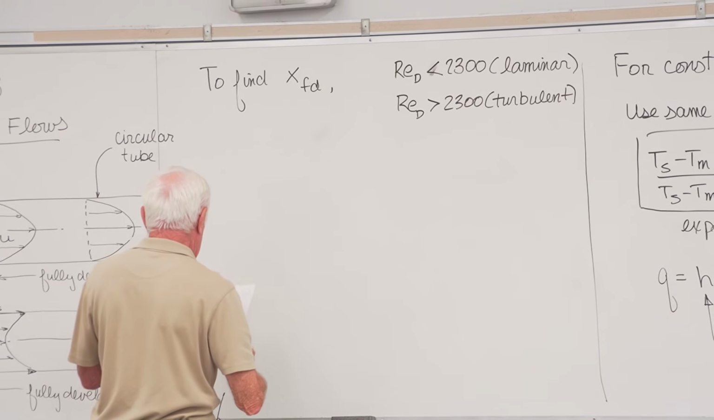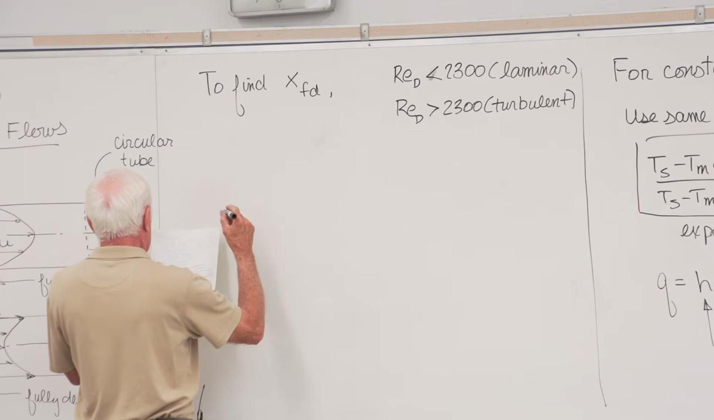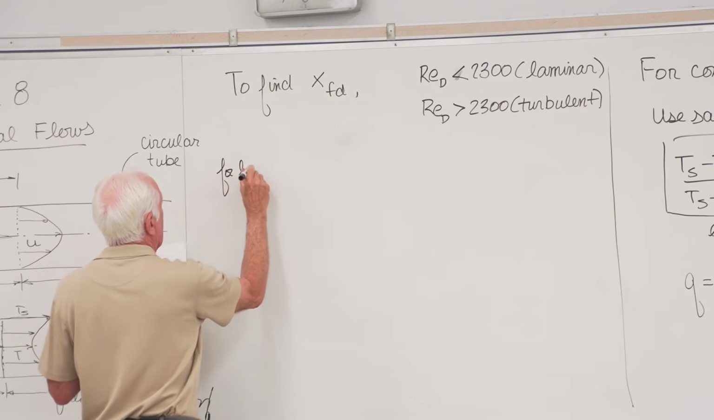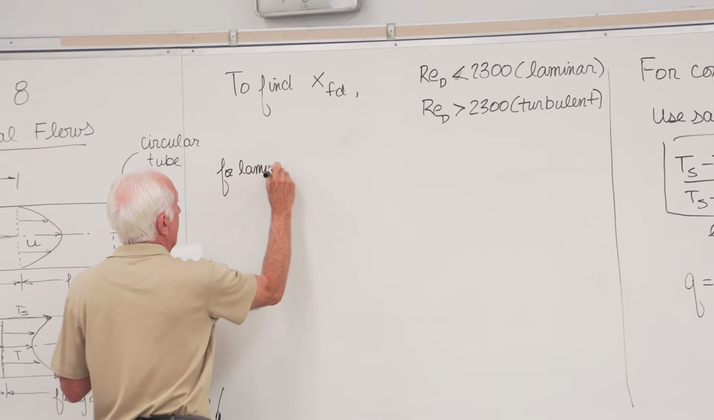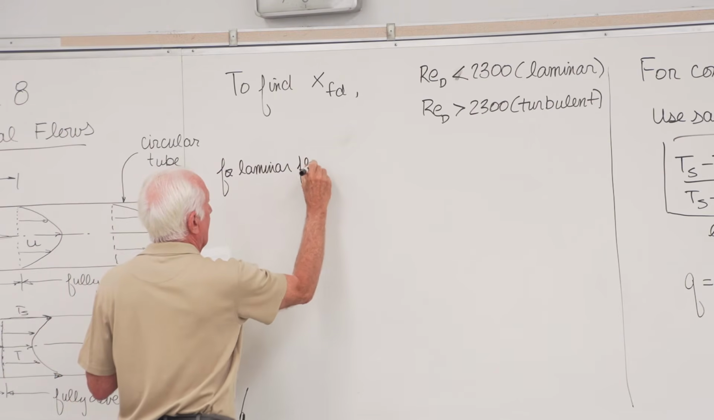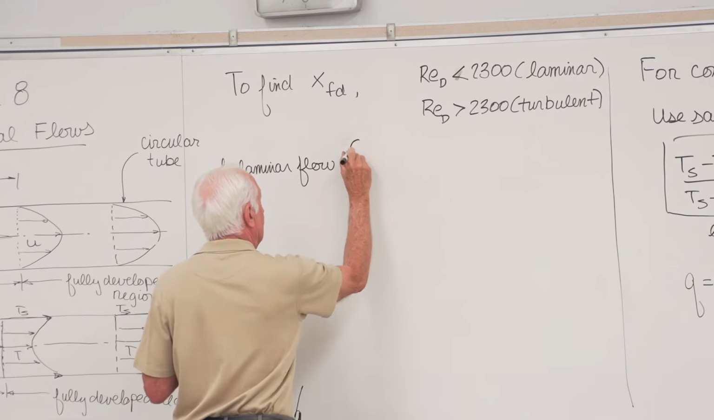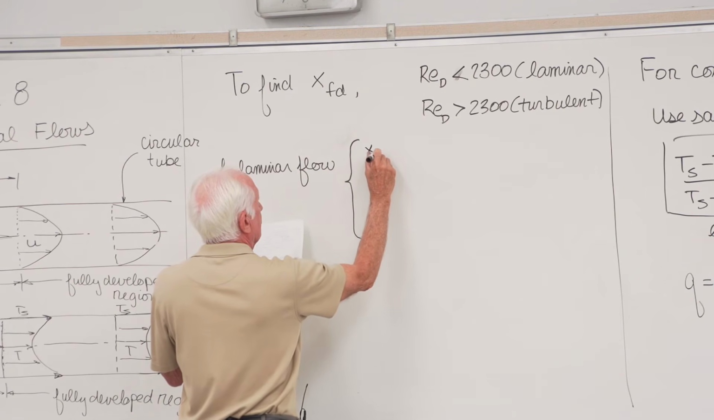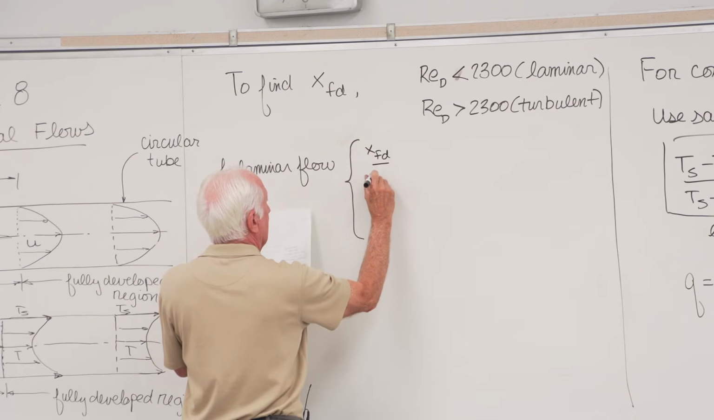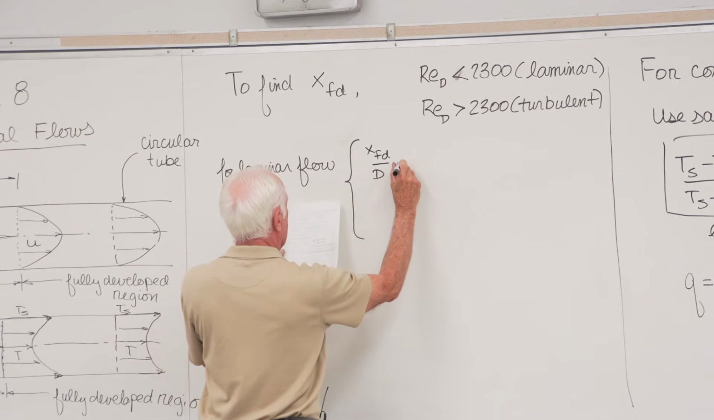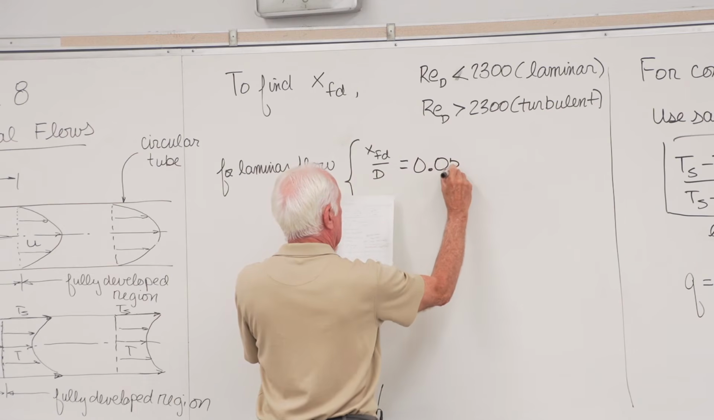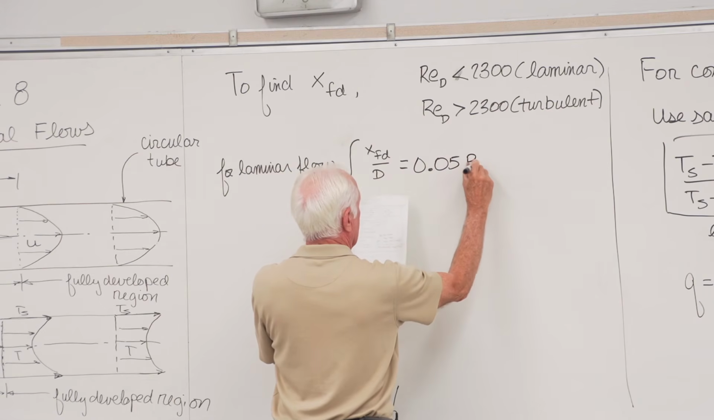And X, this is for laminar flow. Okay. X fully developed divided by diameter. The ID of the tube is approximately 0.05 Reynolds number D.